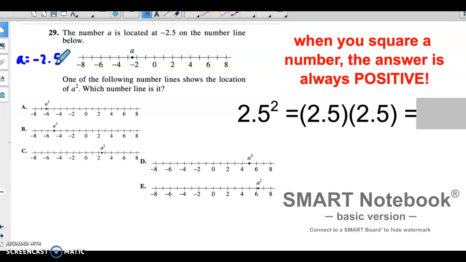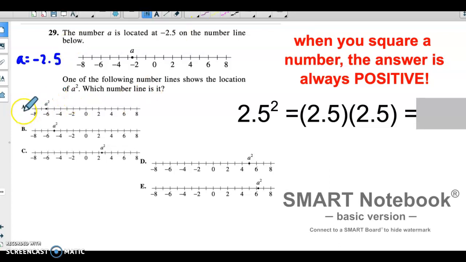One of the following number lines shows the location of a squared. Which number line is it? Well, first we need to look at what we know about squaring numbers. So when we square a number, the answer is always positive. So that automatically eliminates some of these choices.